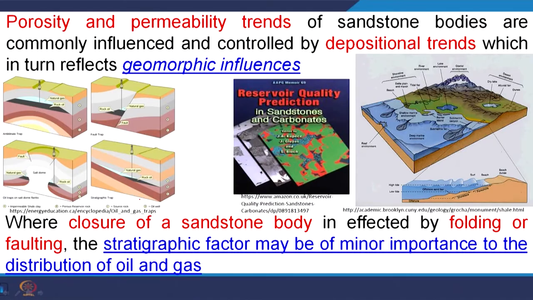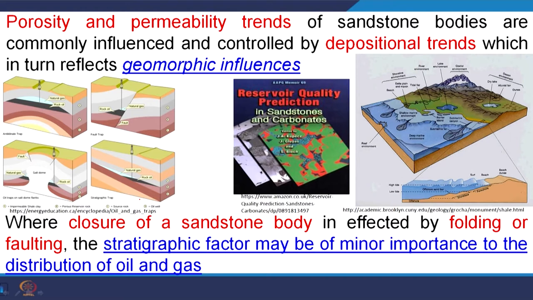And similarly, this sheet type of sandstone body deposit may be a product of many geomorphic processes, individually or together. Today we will continue with porosity and permeability changes and the depositional environment, with special reference to the geomorphic processes involved in the formation of these sandstone bodies. The porosity and permeability trend of sandstone bodies are commonly influenced and controlled by the depositional trend, which in turn reflects geomorphic influences.